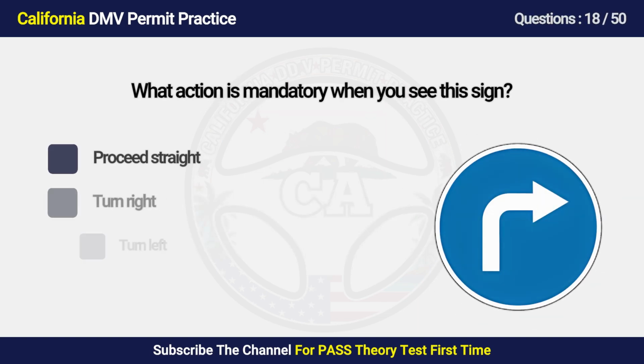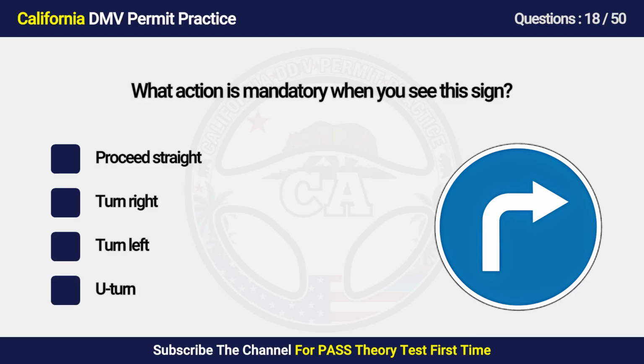Question 18. What action is mandatory when you see this sign? A. Proceed straight. B. Turn right. C. Turn left. D. U-turn.